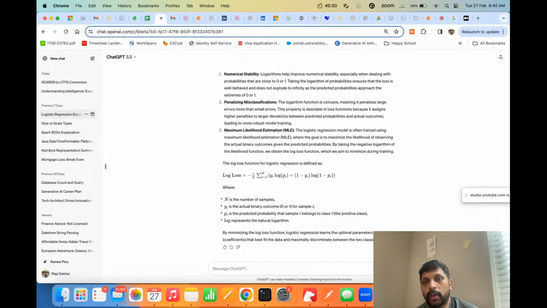The logistic regression model is often trained using maximum likelihood estimation, MLE, where the goal is to maximize the likelihood of observing the actual binary outcomes given the predicted probabilities. By taking the negative logarithm of the likelihood function, we obtain the log loss function, which we aim to minimize during training.